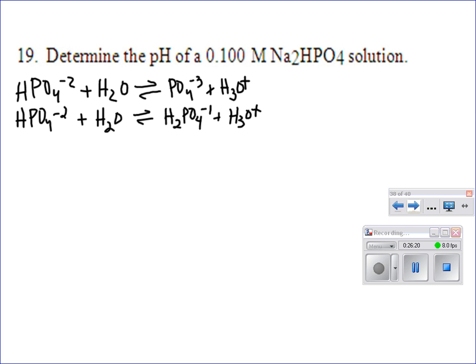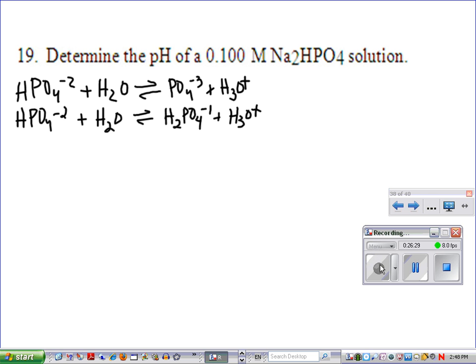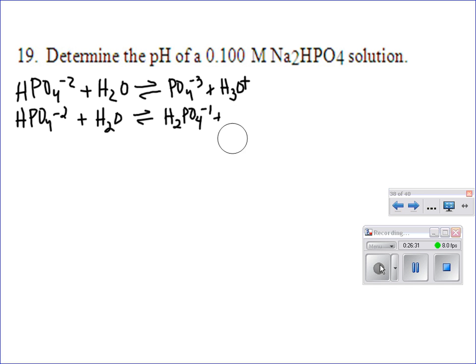Okay, so we're going to figure out which is a better possibility by looking at the Ks. The first reaction is acidic. And I messed up because we're not making H3O plus, we're making OH. All right, so looking at the first equation, that's our acidic one, so we should find it as is. Which K is that? That's K3, 4.8 times 10 to the negative 13.